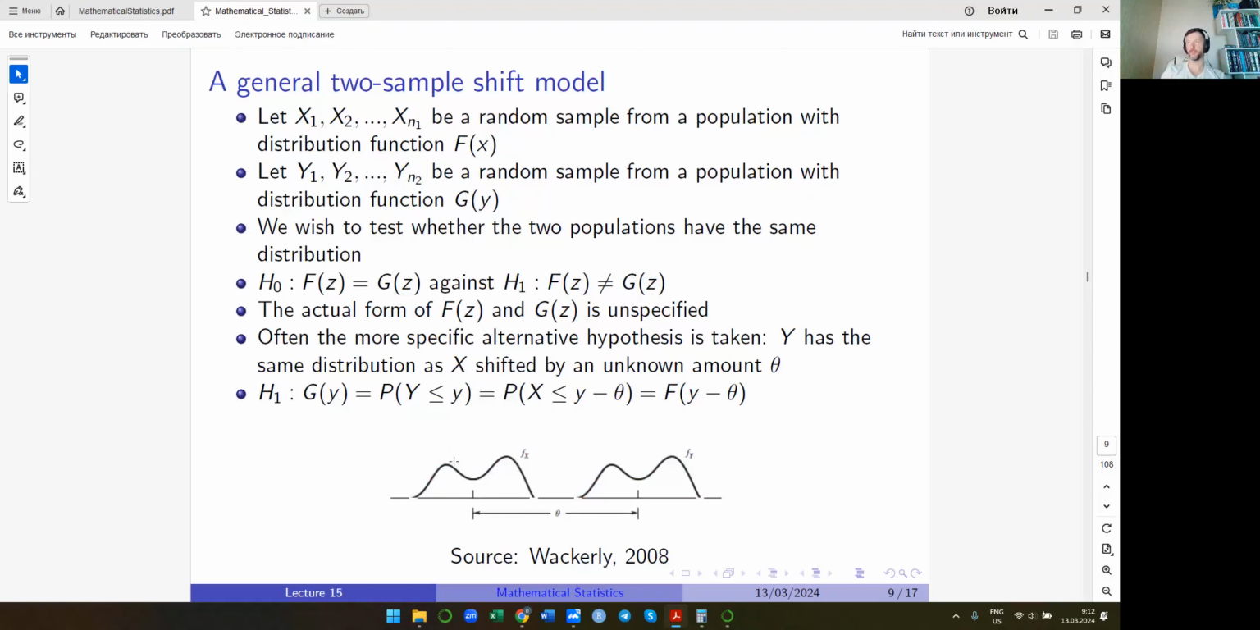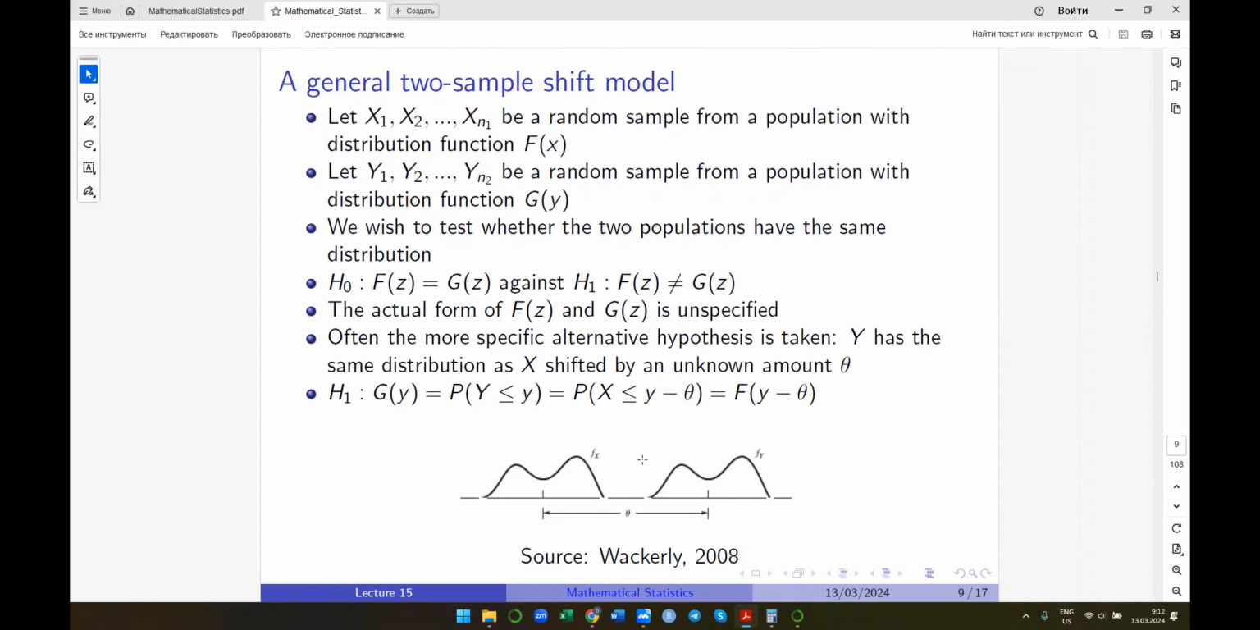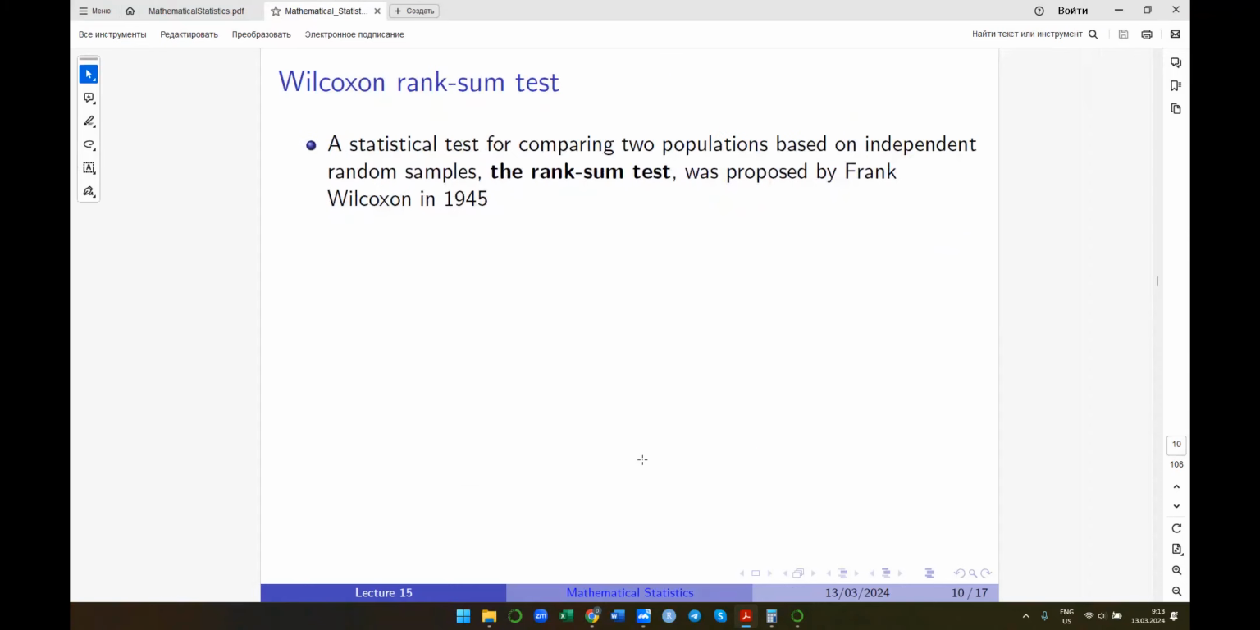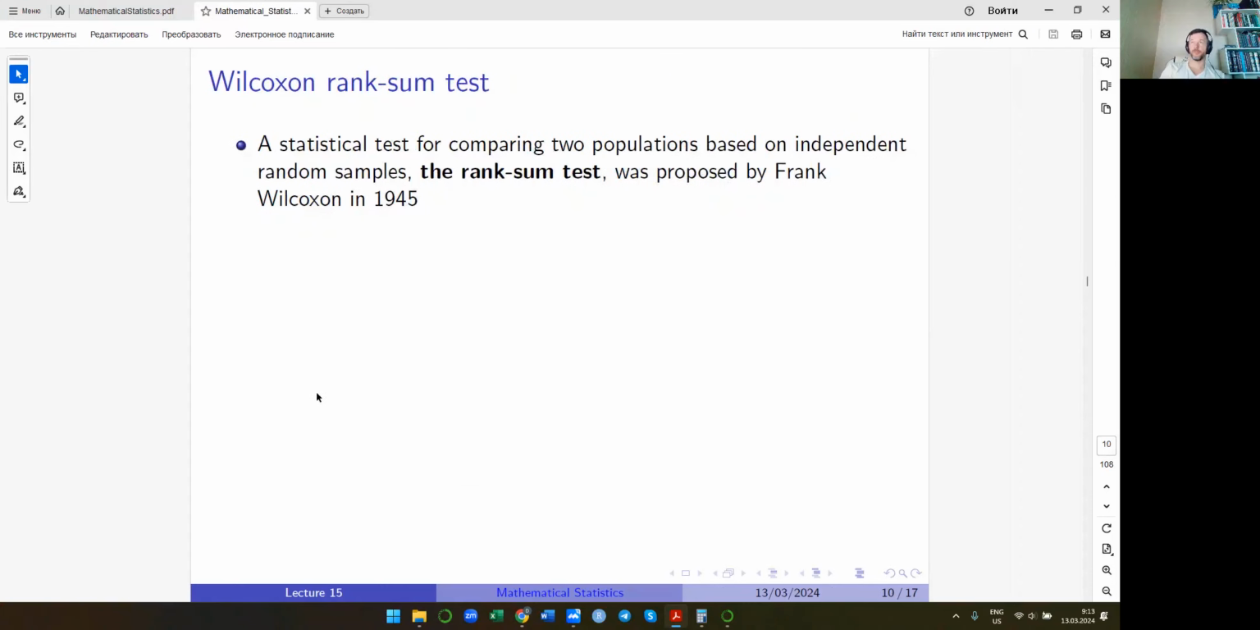This is something similar to a two-sample t-test, because in the two-sample t-test we are testing the difference between two population means. Now we are testing if there is a difference between two kinds of central measures of these distributions, if there is such a difference or not. We start the discussion of the Mann-Whitney test with the help of the Wilcoxon rank sum test.